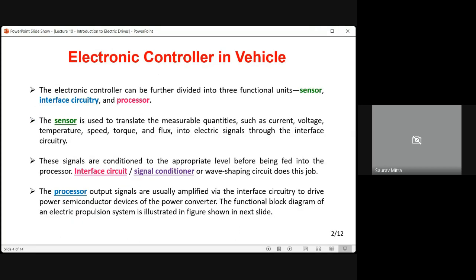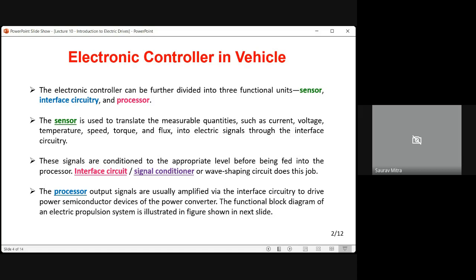Electric control in a vehicle. So what all things do they do? The electronic controller can be further divided into three functional units. All this can be asked in the exam. These are very important slides, so prepare well. You will understand the fundamentals, but if you don't read it categorically, you won't be able to write in the exam. So what does a sensor do?